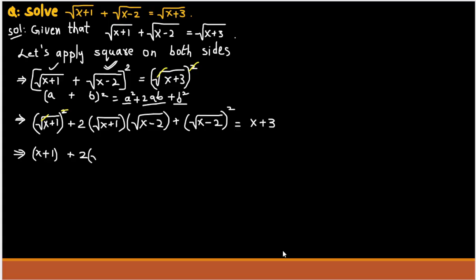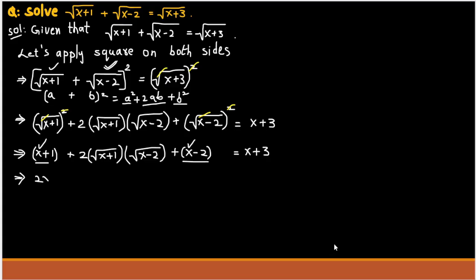Now let's simplify this. We get x plus 1, since the square root and the square get cancelled, plus 2 of square root of x plus 1 into square root of x minus 2, plus here also the square and the square root get cancelled and the remaining is x minus 2, is equal to x plus 3. Now let's add x plus 1 and x minus 2. So we get 2x minus 1, plus this term as it is, 2 of square root of x plus 1 into square root of x minus 2, is equal to x plus 3.